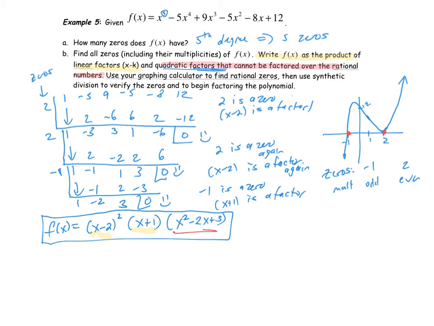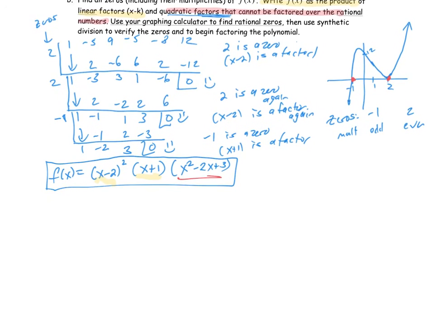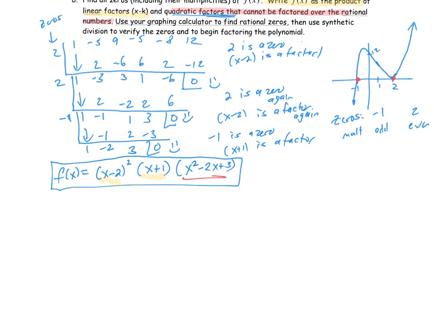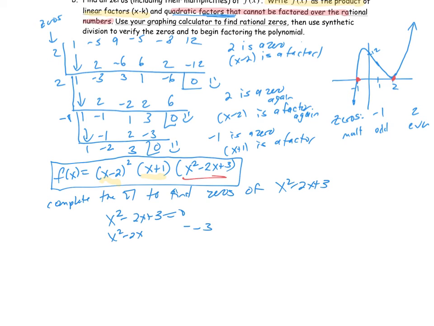So for that, we can find the zeros of the quadratic factor. Okay, so I will complete the square here. The last example, I think I used the quadratic formula. So I'm going to complete the square to find the zeros of x squared minus 2x plus 3. So we have x squared minus 2x plus 3 equals 0. I will subtract 3 from both sides of the equation.